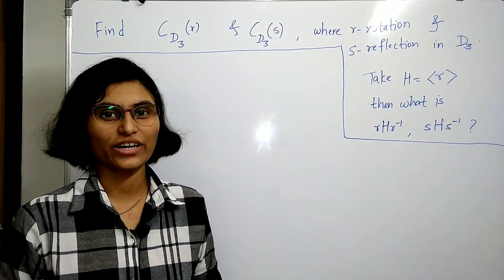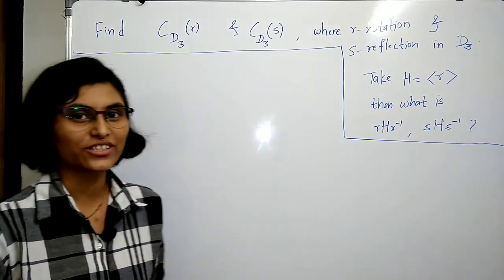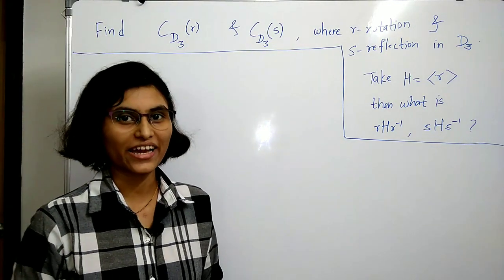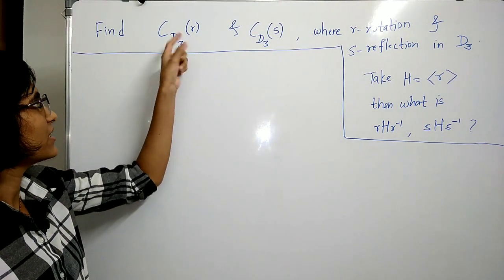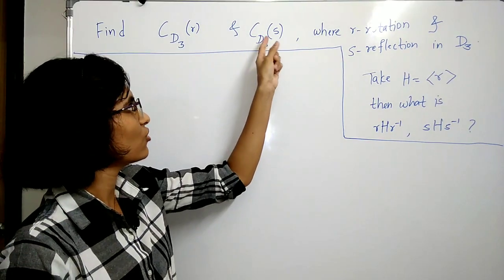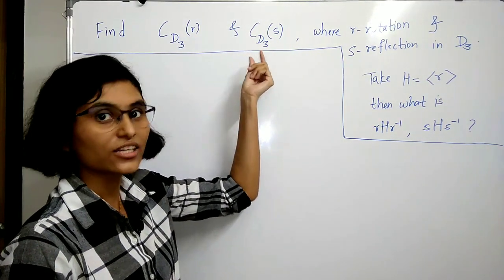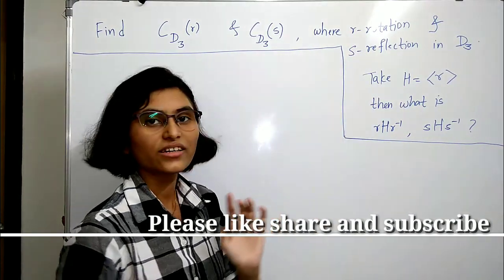In this video, we are going to see a question from group theory. So let's start. This question is about the group D3, the dihedral group of order 6. Here we have to find the centralizer of the element R in D3, as well as the centralizer of an element S in D3, where R is a rotation and S is a reflection in D3.